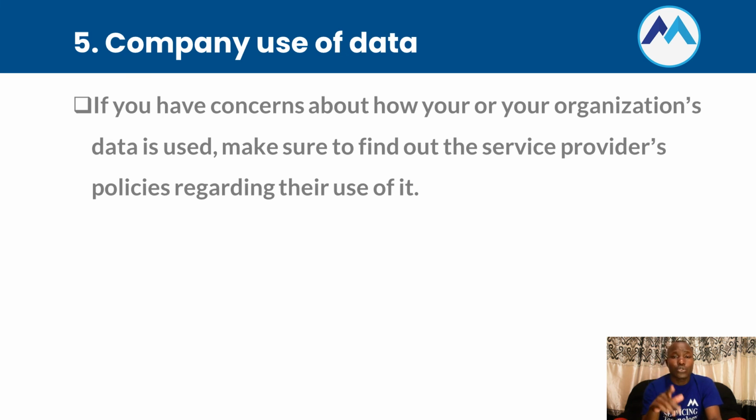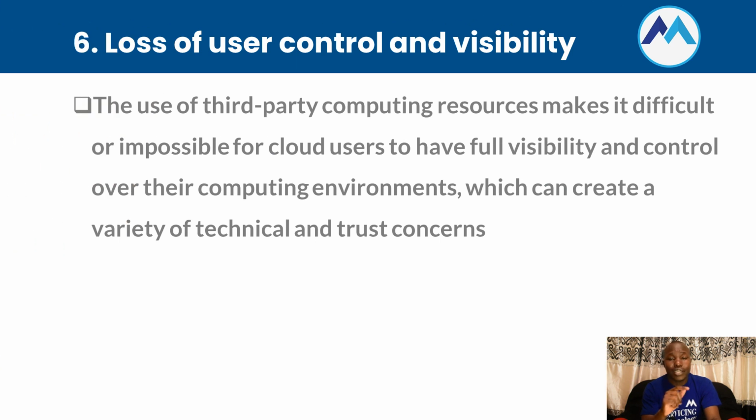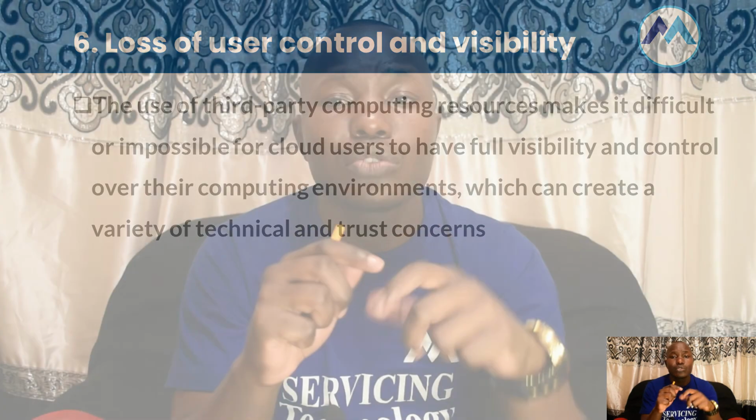Then the last point is loss of user control and visibility. The use of third-party computing resources makes it difficult or impossible for cloud users to have full visibility and control over their computing environments, which can create a variety of technical and trust concerns. Some of these technical concerns can be helped through the use of monitoring and analytic tools, which allow users to stay updated on their infrastructure's performance and respond quickly when problems arise. Trust concerns, such as those related to a company's use of personal data, can be addressed by reviewing the company's customer data policies and public forms of analysis about its data practices.